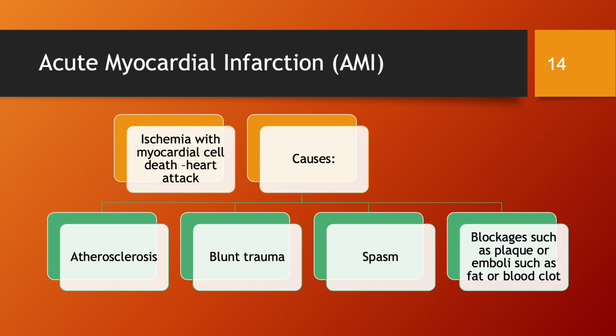Let's talk about heart attack, or acute myocardial infarction. This is ischemia with myocardial cell death. So in this case, we do experience death of heart cells. Causes would be atherosclerosis, a blunt trauma, let's say a sudden car accident where you hit your chest, or some sudden impact makes your heart stop. Spasms can cause it. Blockages such as plaque, or emboli such as fat or a blood clot.